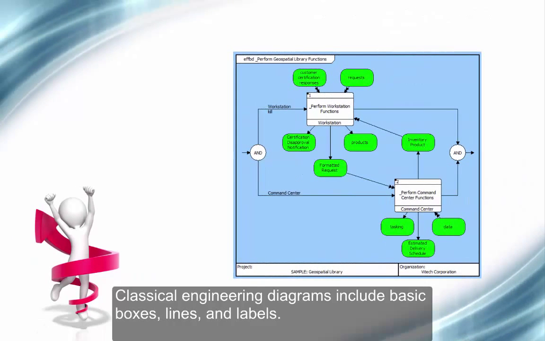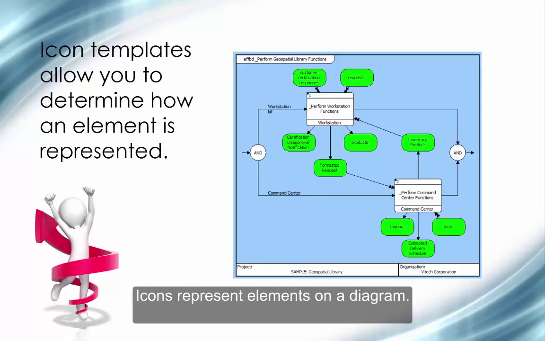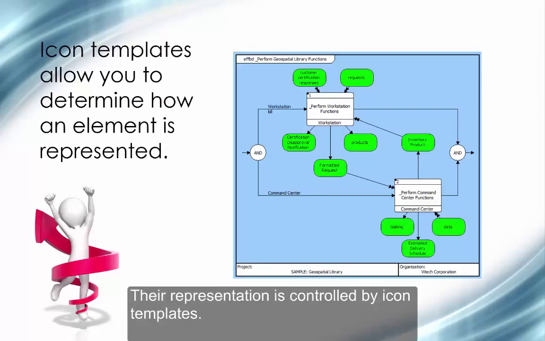Classical engineering diagrams include basic boxes, lines, and labels. Core enhances communication with diverse stakeholders with richer representation options. Icons represent elements on a diagram. The representation is controlled by icon templates.